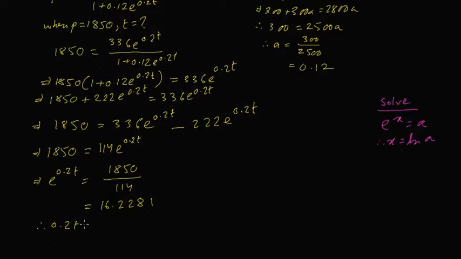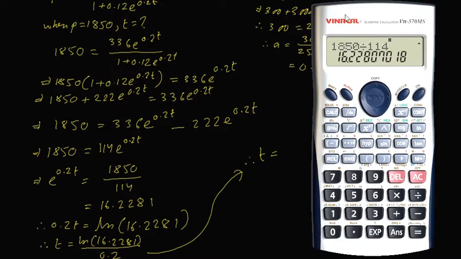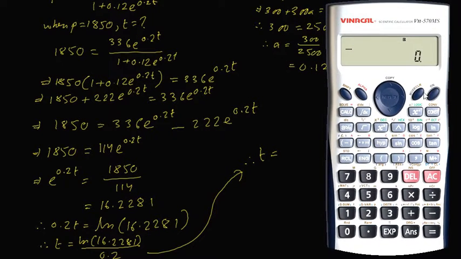So 0.2t, the power, equals ln 16.2281. Therefore t equals ln 16.2281 divided by 0.2. So from here we can find the value of t. Therefore t equals ln 16.2281 divided by 0.2. So that answer is 13.934.